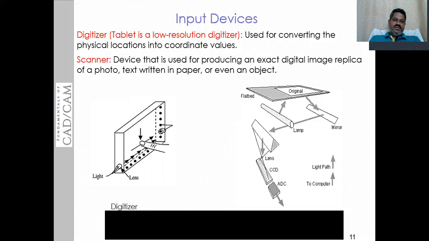Scanner is a device used for producing an exact digital image replica of a photo or a text written on paper or even an object. You might have seen a scanner outside, right? You can see the scanner figure. Generally used is a flatbed scanner, on which we place a paper or an object here. In this case, a paper is placed on this.